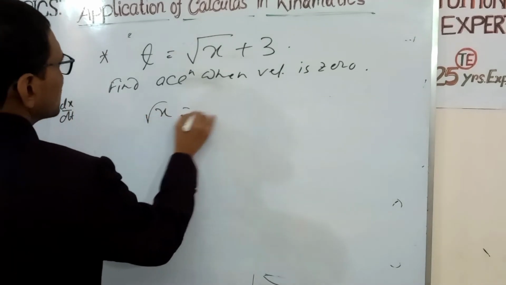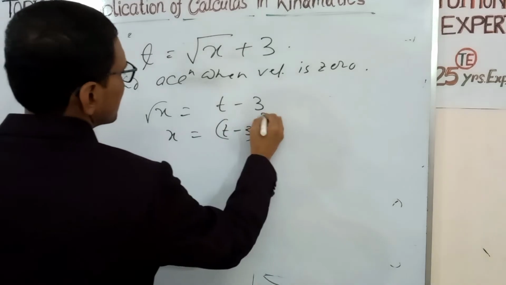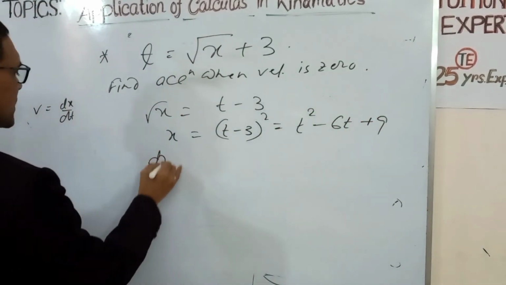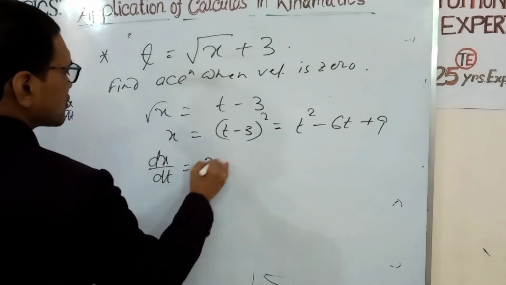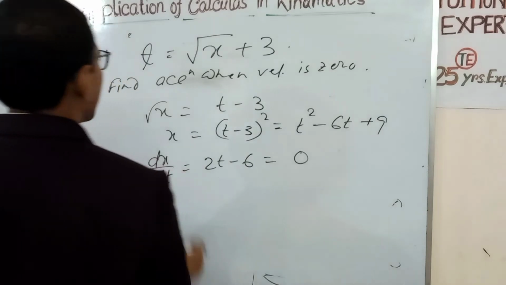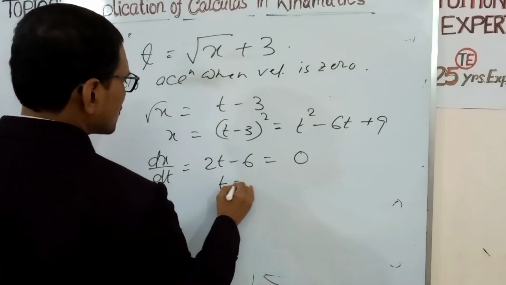So root over x equals t minus 3, x equals this. Now dx by dt equals 2t minus 6, this becomes 0. Find acceleration when velocity is 0. So velocity becomes 0 at t equal to 3.